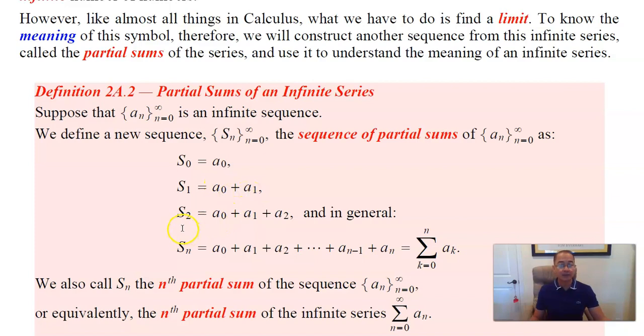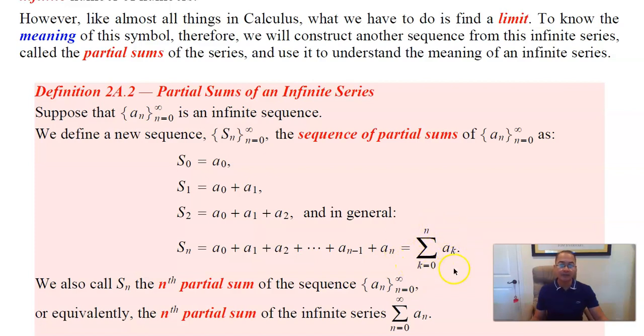What is the second partial sum? To the current partial sum, S1, we will add a sub 2. So in general, we can write S sub n as a sub 0 plus a sub 1 all the way up to a sub n. Or in summation notation, that is the summation k equals 0 to n of a sub k.